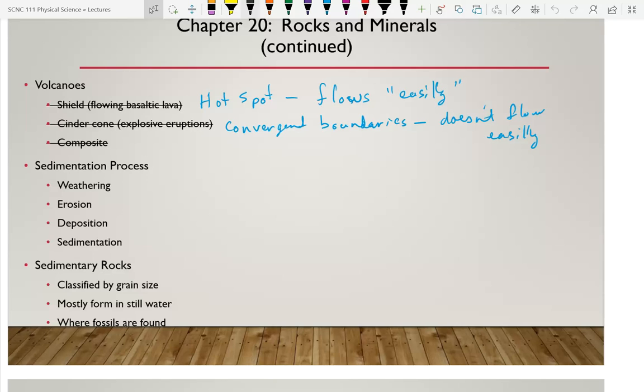So the cinder cone is what you see primarily at convergent boundaries. The shield volcanoes are what you see at hot spots or at divergent boundaries, where you have magma from the deep that's flowed up. And composites are just somewhere in between, because nothing is perfect.